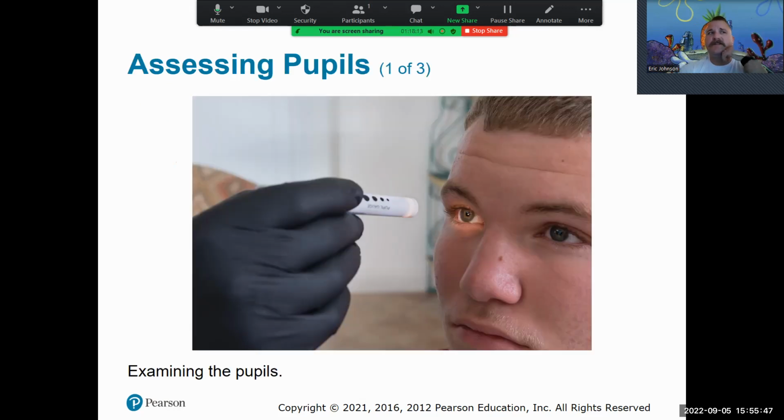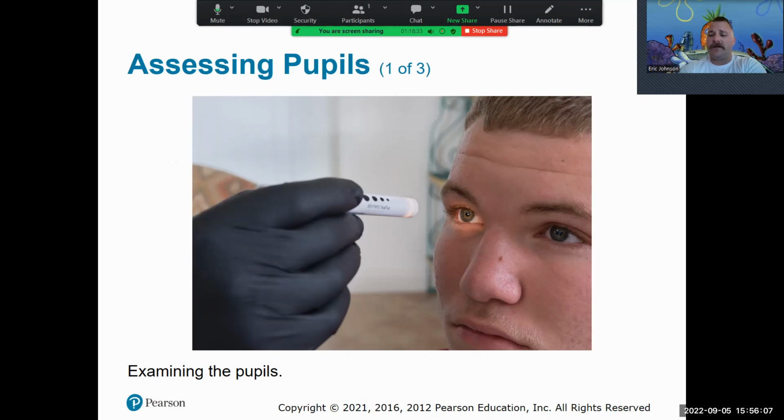Now, what you can see in this picture is that they're assessing the pupils using a pen light, and this pen light actually has a great gauge on the side that will say how many millimeters the pupil is. Now, it's a great gauge. Most of our patients are between 2 to 3 millimeters, or anywhere from 2 to 4 millimeters.